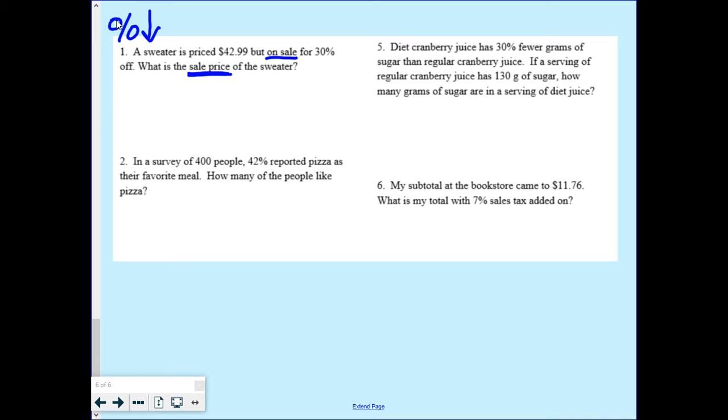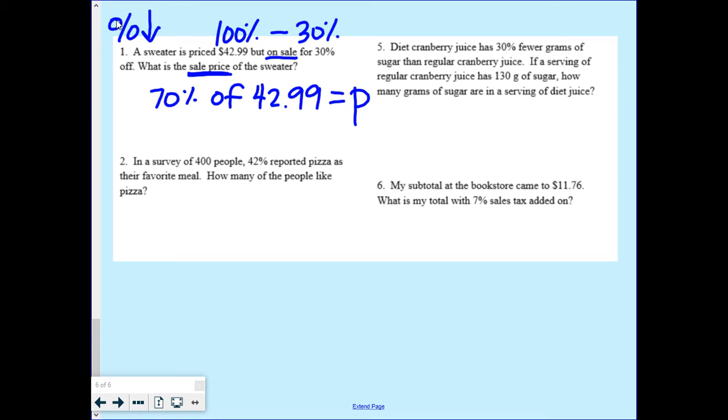In a percent decrease problem, I am taking 100% of the cost of the item, and then I am subtracting away whatever the discount percent is. So if that's the case, 100% take away 30% means that I am only paying for 70% of the cost of the sweater. That cost is $42.99. That's going to equal the sale price. I'm going to write this into an equation. And again, this is the thing that was missing from a lot of your work.